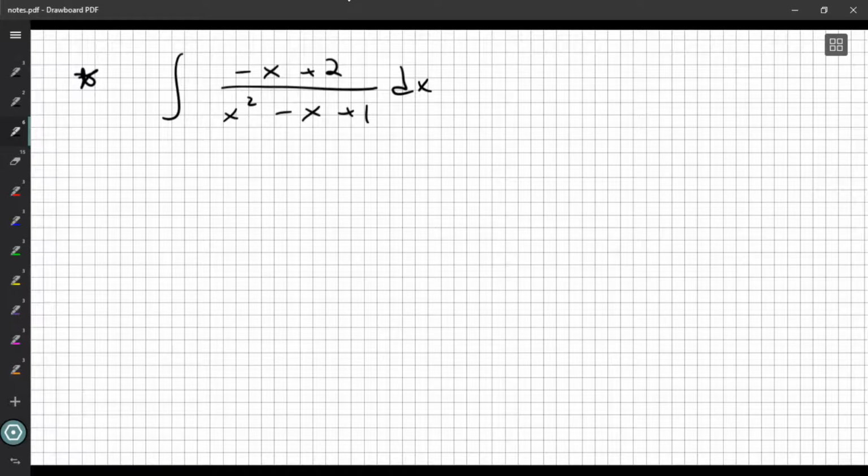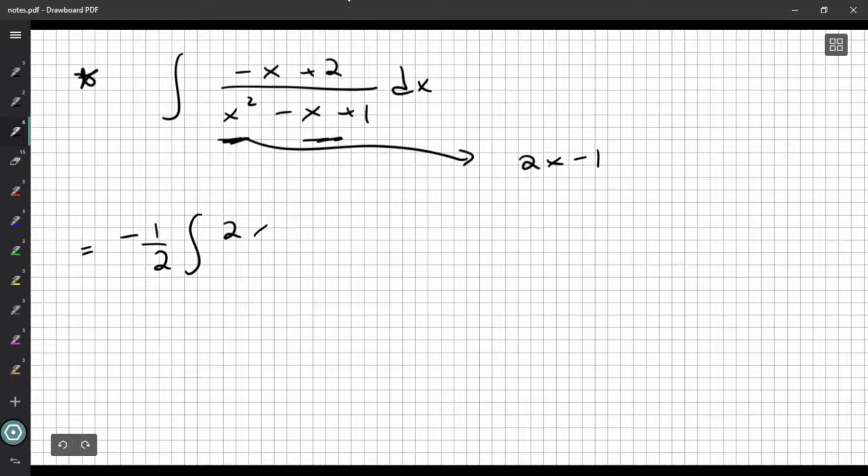Okay, so what can we do here? Well, I notice I got a quadratic on the bottom. This thing has a derivative of 2x minus 1. So could I make that up on top? Well, certainly if we pull out the minus sign, divide by 2, and then multiply by 2, we can get something like this up on top. All right, multiply the top by 2, and then bring out the minus sign, but you can't just multiply by 2 for free, so you've got to divide by 2.